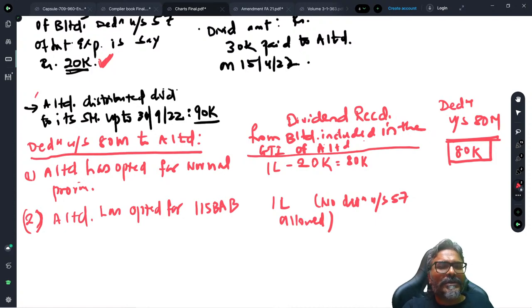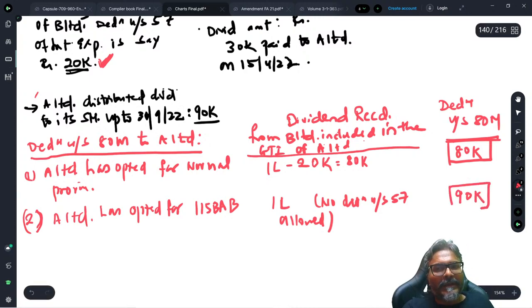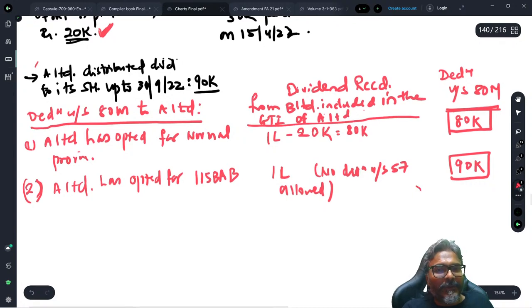In ATM, how much would be the deduction, friends? In the ATM, the deduction would be 1 lakh compared with 90,000. So 90,000 is the amount of deduction. And you will write the balance 10,000, students.